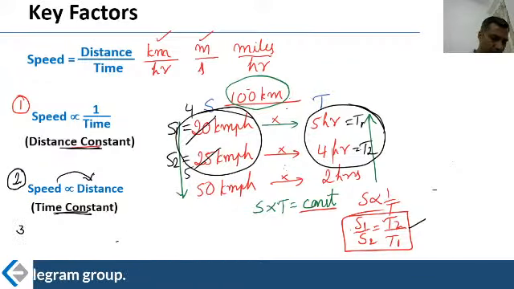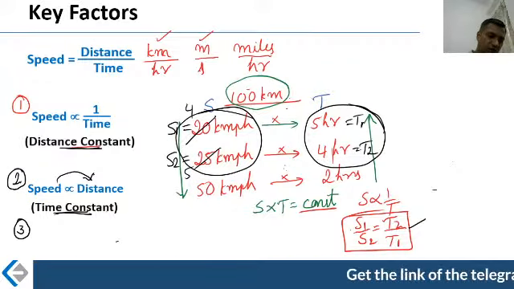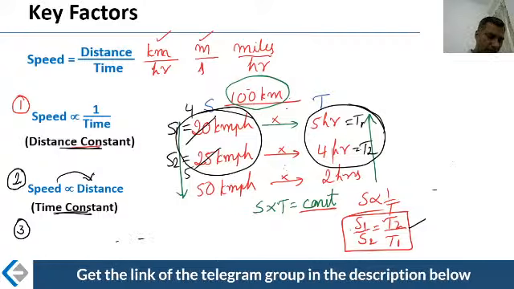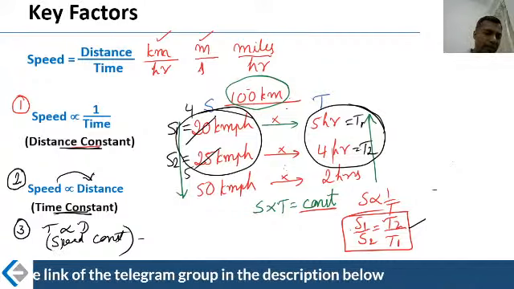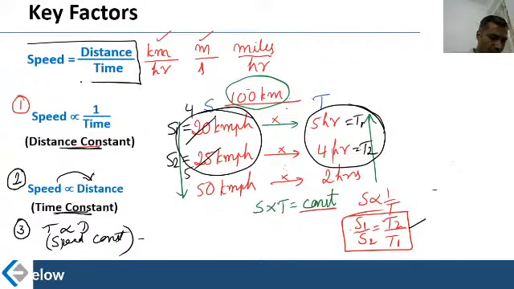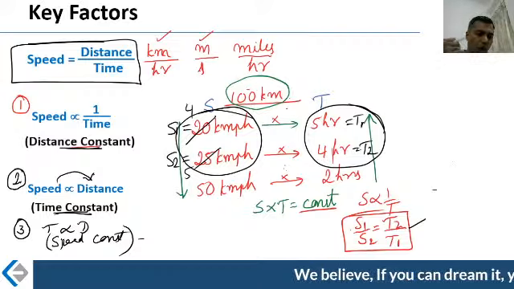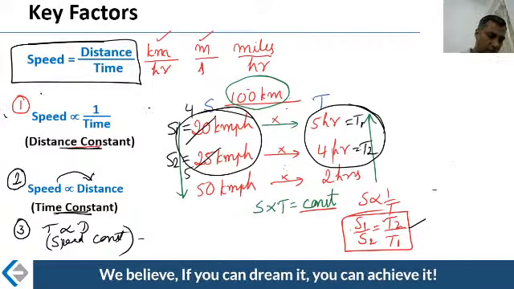Similarly, there could be a third point here. So what is the third point? The third point is that time is directly proportional to distance when speed is constant. In fact, all three relationships come from here. The most important of all three is the first one.